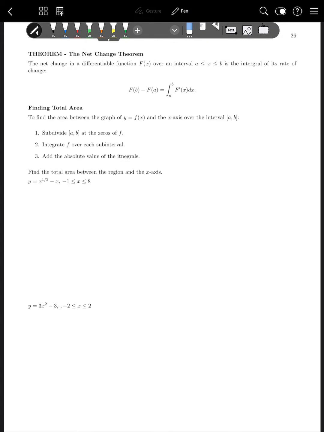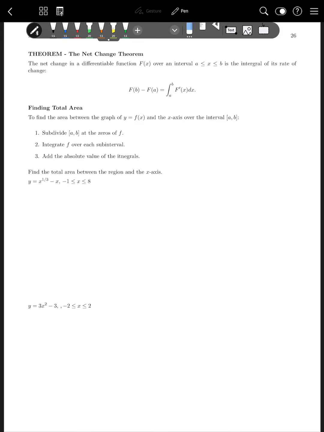So first of all, we have this theorem, which is important, which is the net change in a differentiable function f of x over an interval a to b is the integral of the rate of change. So just remember that rate of change is simply the derivative. So if you do the integral of a derivative, you get the net change over an interval.